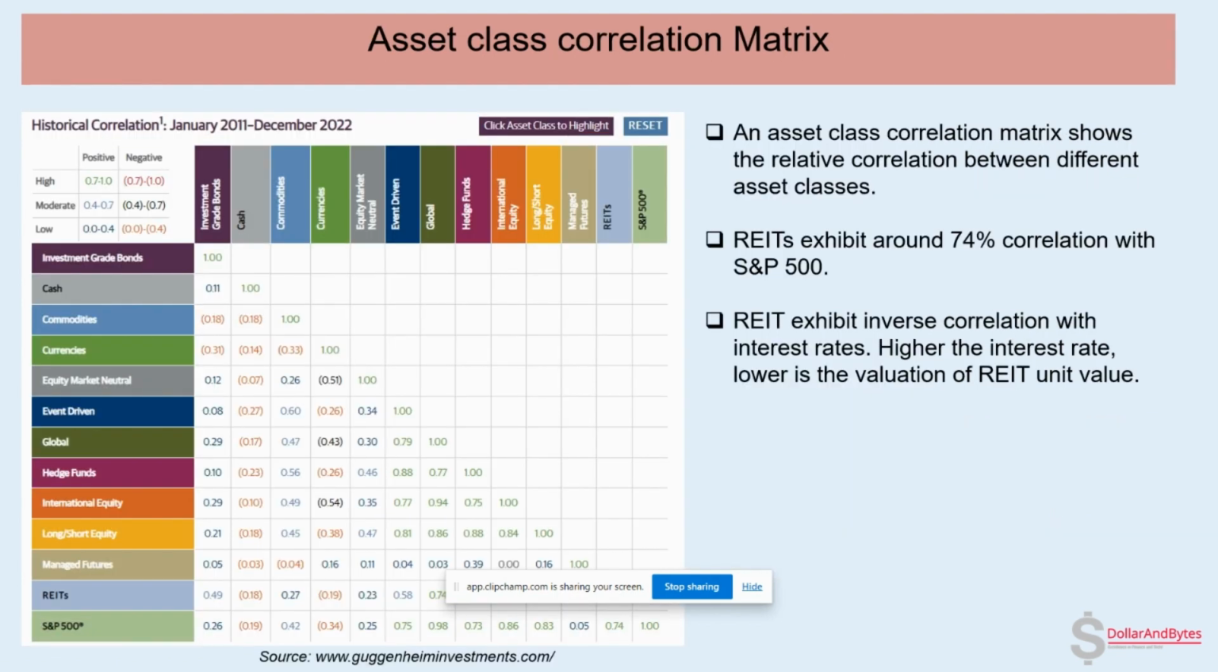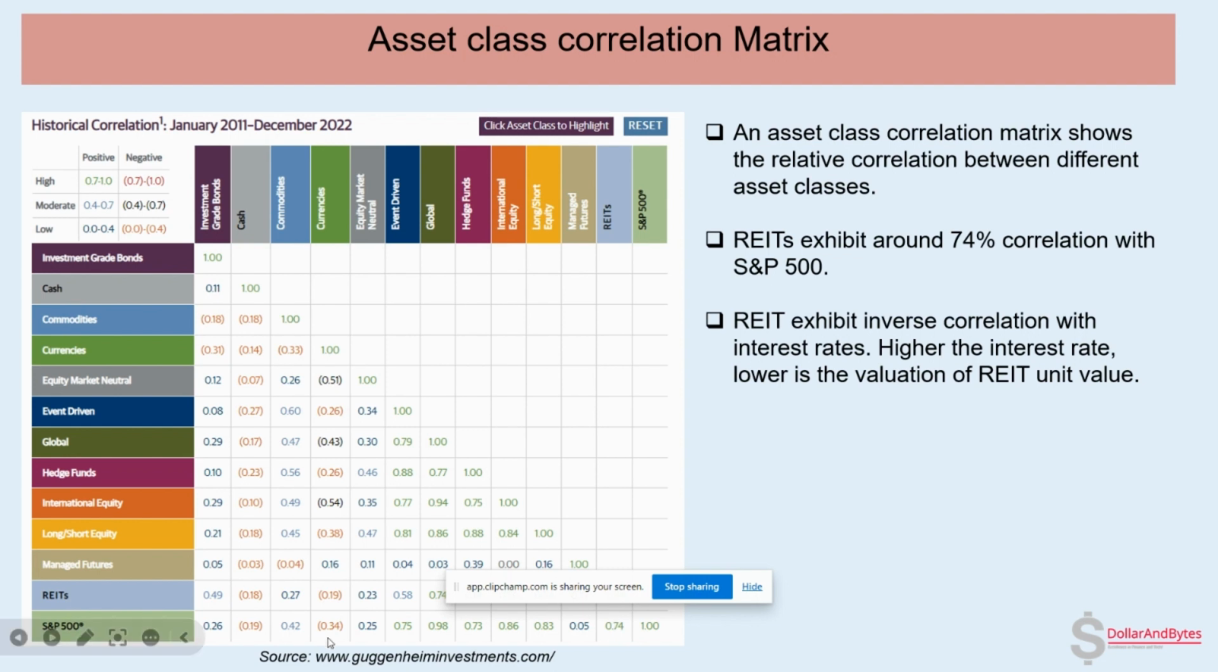Now let's look at the asset class correlation matrix. REITs are a different asset class altogether. This shows the correlation coefficient between the different asset classes. As you can see, REITs compared with the S&P 500 have a pretty high correlation, around 74%. This can be explained by the fact that REITs are also listed products, like stocks. So the volatility in the unit prices is also high, but relatively lesser compared to shares.